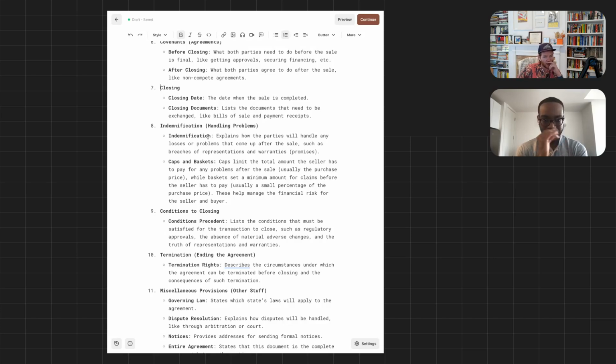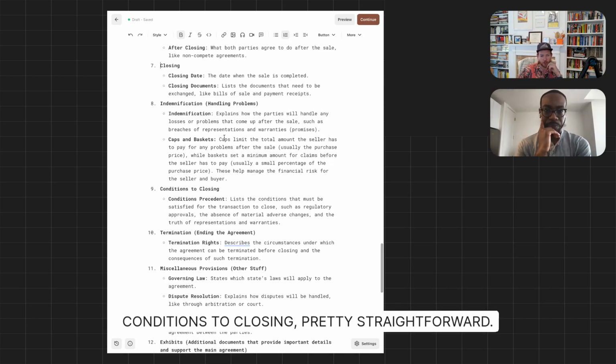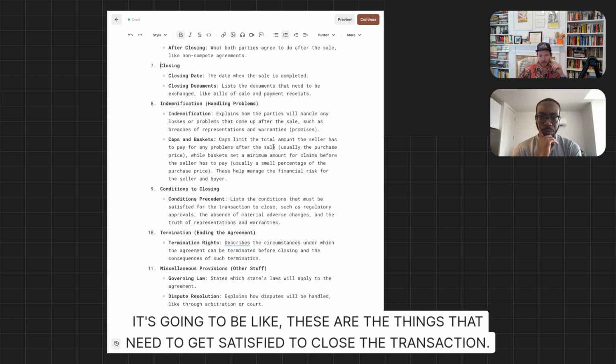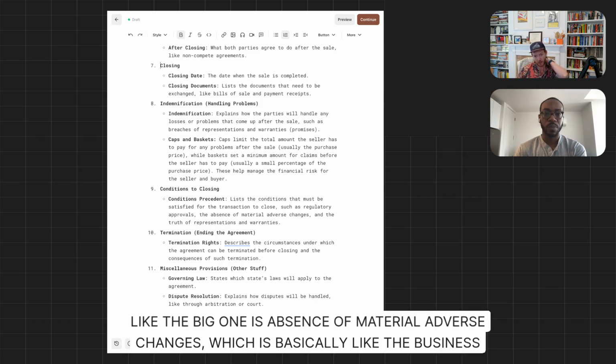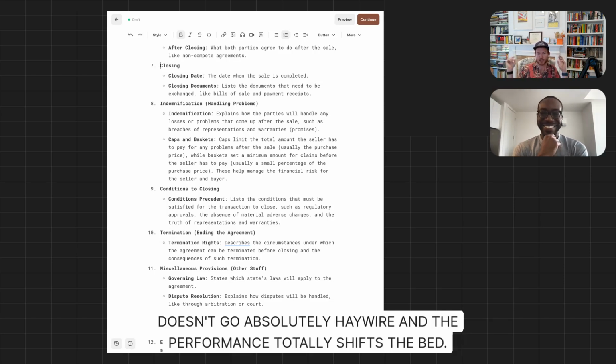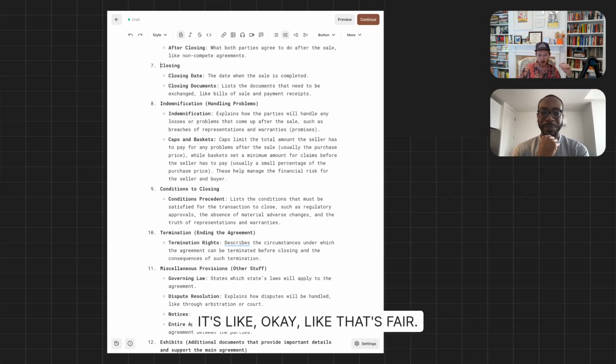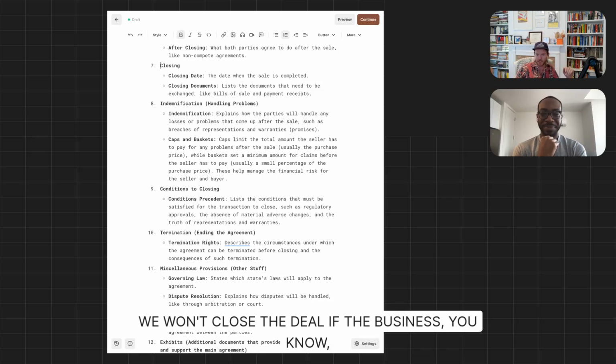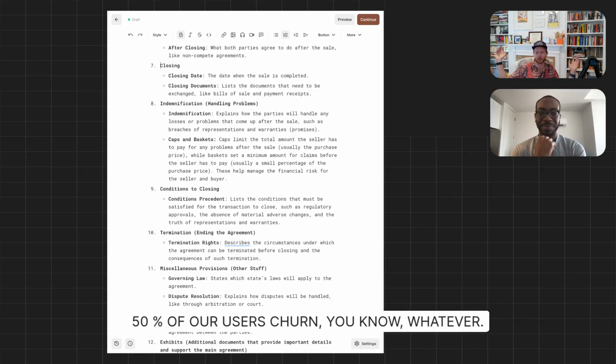Cool. Conditions to closing. Pretty straightforward. It's gonna be like these are the things that need to get satisfied to close the transaction. Like the big one is absence of material adverse changes, which is basically like the business doesn't go absolutely haywire and the performance totally tanks. It's like, okay, that's fair. We won't close the deal if the business, 50% of our users churn, whatever.